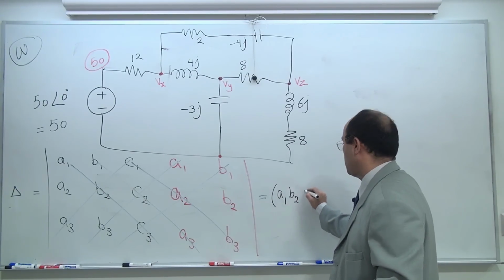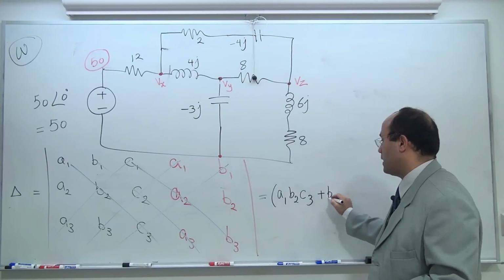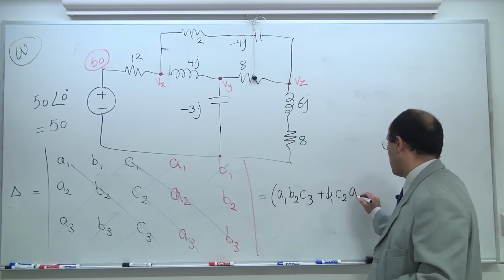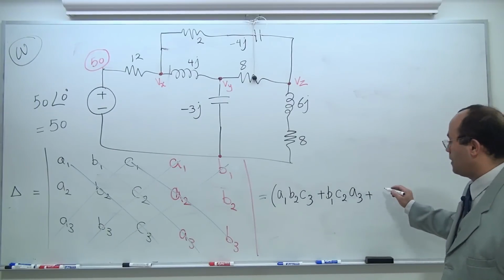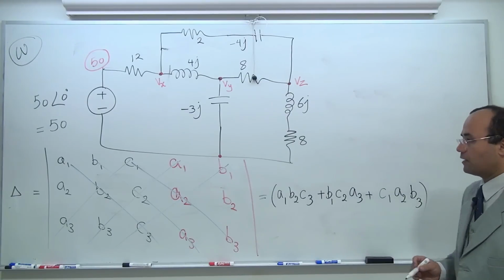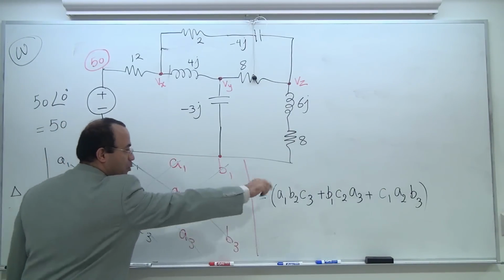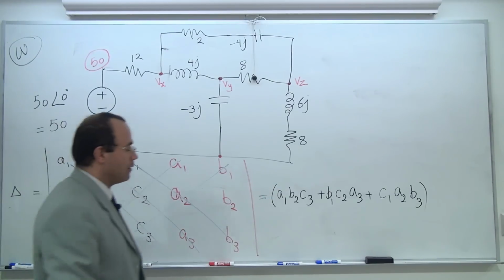A1, B2, C3. That's the first diagonal. Plus B1, C2, A3. Plus C1, A2, B3. That's the three diagonals. This one, and this one. I put them intentionally inside the bracket.